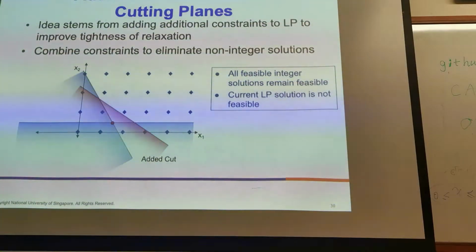The idea of cutting planes comes from adding additional constraints to the LP to improve the tightness of the relaxation. Instead of directly removing all the integer variables, that relaxation is too relaxed, so you want to add additional constraints to improve it. But how you add those constraints is another decision. You need some methods to add them. The goal is to avoid this over-relaxation, and then you can combine the constraints to keep solving and eliminate the non-integer solutions.